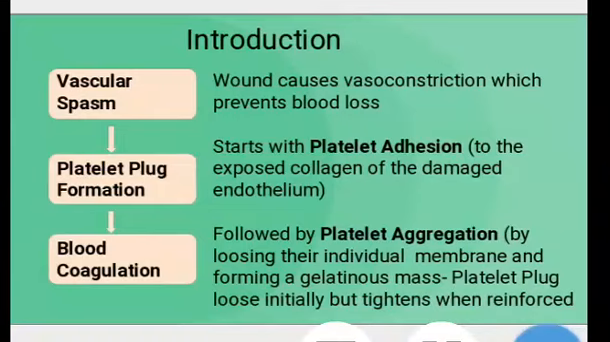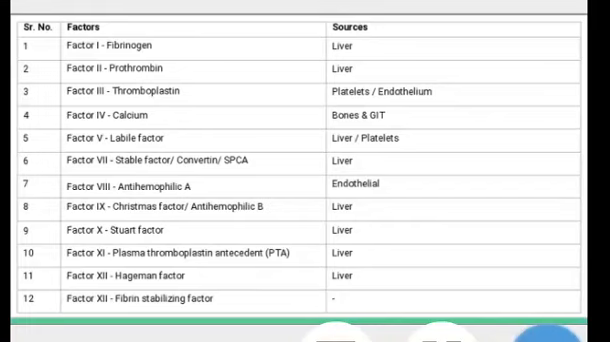Then there is activation of various chemical mediators, which convert the liquid form of blood into a jelly-like substance, or gel, and a clot will be formed. These are the various clotting factors which are involved in the coagulation cascade and which form the clot or plug in the blood vessel, and then coagulation of blood occurs. These are the 13 coagulation factors present in the blood.